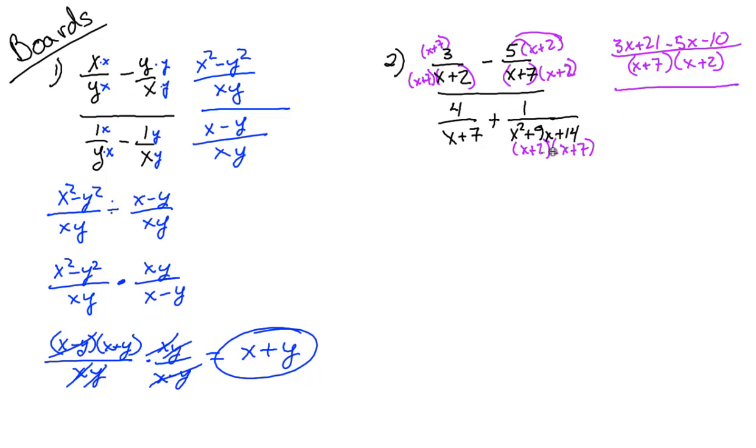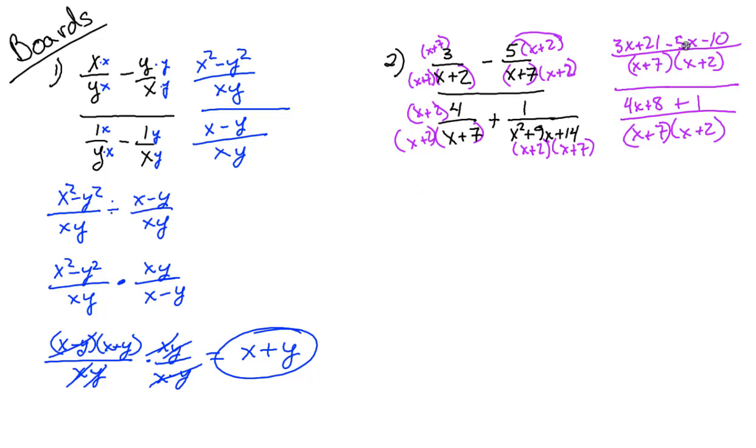Common denominator is x plus 2 times x plus 7. So this guy needs to be times by x plus 2. And this is x plus 2 here. And so we get 4x plus 8 plus, this guy already has a common denominator, so 1 all over x plus 7, x plus 2. All right, let's see how that breaks down into a nice problem when we have it down here.